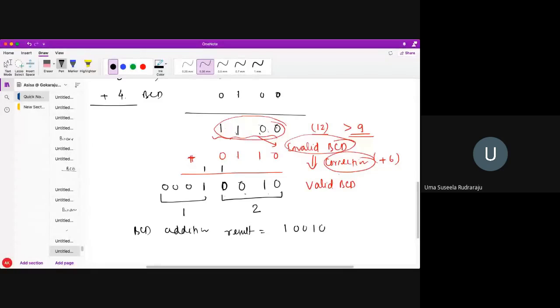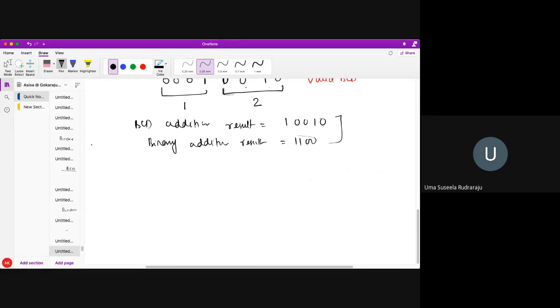10010. Now somebody will ask you, what is the binary addition result here? If you have done the addition using binary, what would be the result, friends? 1100. So do you all understand the difference between these two? BCD addition means you need to check whether you are getting a valid BCD or not. If it is invalid BCD, you have to correct it by adding plus 6. After that, you need to have groupings of 4 bits and write down the result as a BCD addition.